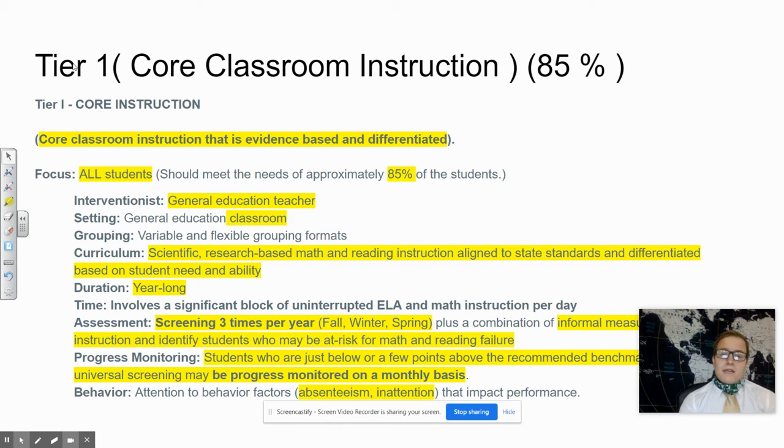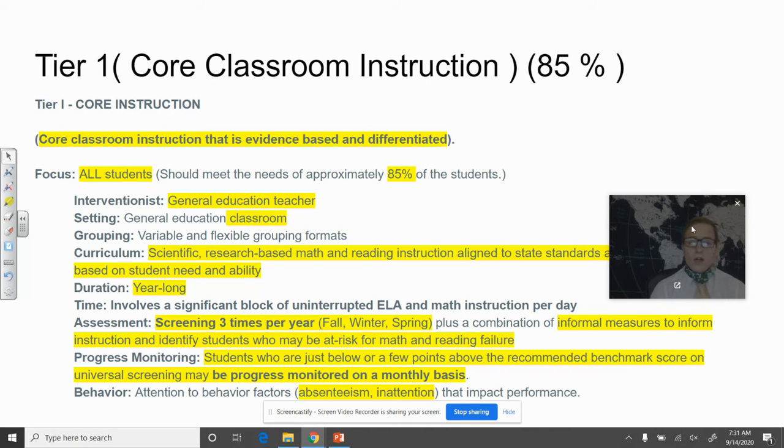This involves a significant block of uninterrupted time for ELA and math instruction per day. Our assessment is screening 3 times a year, fall, winter, and spring. It's plus a combination of informal measurement of instruction, and it identifies students who may be at risk for math and reading failure. Progress monitoring: students who are just below or a few points above the recommended benchmark score on universal screening may be progress monitored on a monthly basis. Behavior is attention to behavior factors like absenteeism and attention that impacts performance.